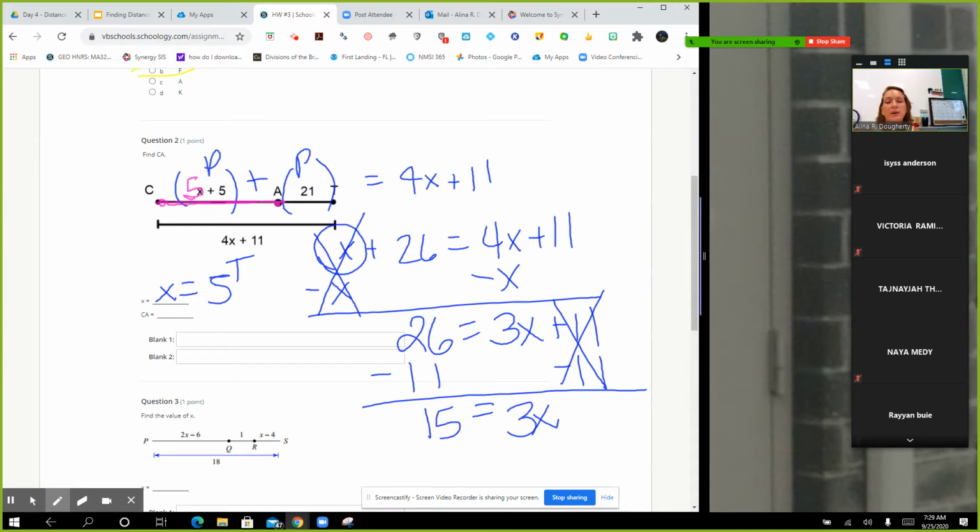Absolutely. I couldn't have said it better. So you have to plug in the answer you got for the variable, and 5 plus 5 is 10. So you have to make sure you're answering the question being asked. You guys are getting pretty good at that, those who did it.